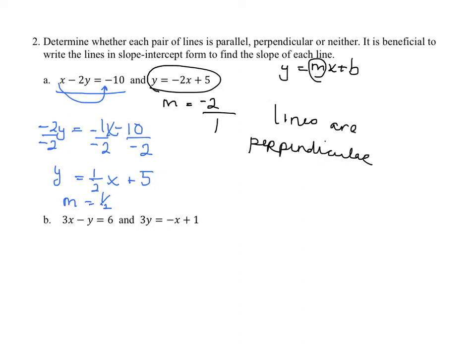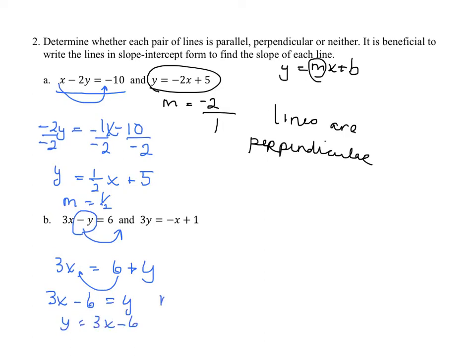Okay, next, let's take a look at these guys. Now, if I look at it, none of them are in slope-intercept form. So let's take a look at B. Now, if I think about it, this is a -y here, so I'll move him over to the other side. So I'll get 3x is equal to 6 plus y. And then I'll move the 6 over. So 3x take away 6 is equal to y, or y is equal to 3x take away 6. So the slope of line 1 is 3.